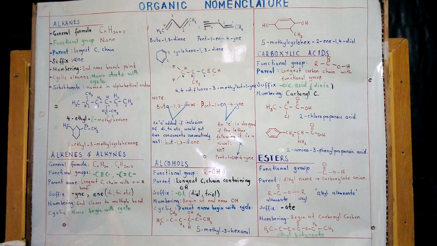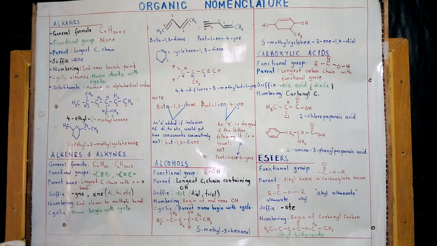And then the parent name is an alkane by the name hexane, representing a 6-member chain. So we have this suffix -ane. So the single name will be 4-ethyl-2-methylhexane. For cyclic groups, they will follow the same format, but as we said, for cyclic alkanes, the name starts with the name cyclo.